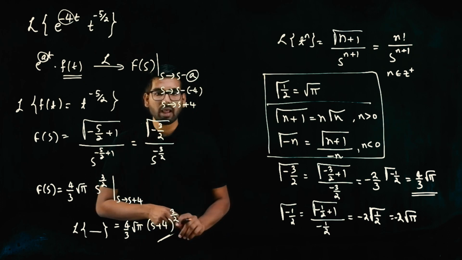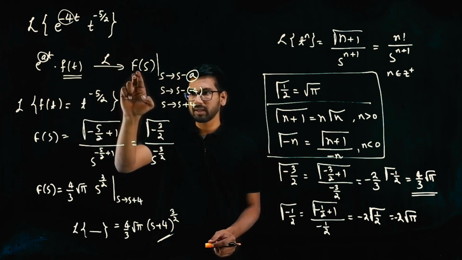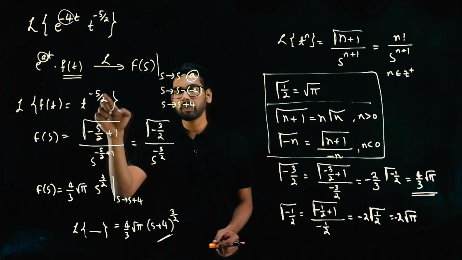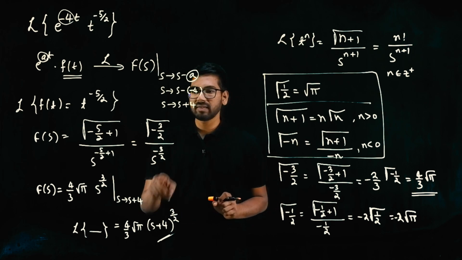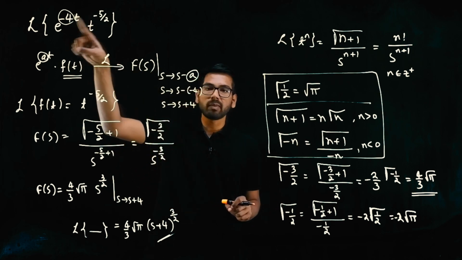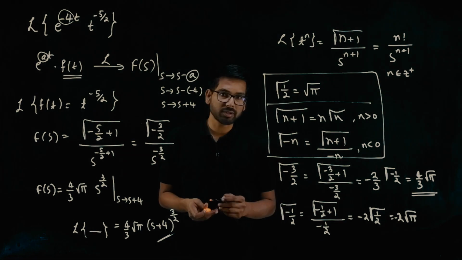So this is the Laplace transform of this function, where you have to use properties. In finding t power n, if n is a fraction and negative, we have to use the gamma function, and then replace s with s minus a. In this case a is minus 4, so we have to replace s with s plus 4. Okay, let's see another question.